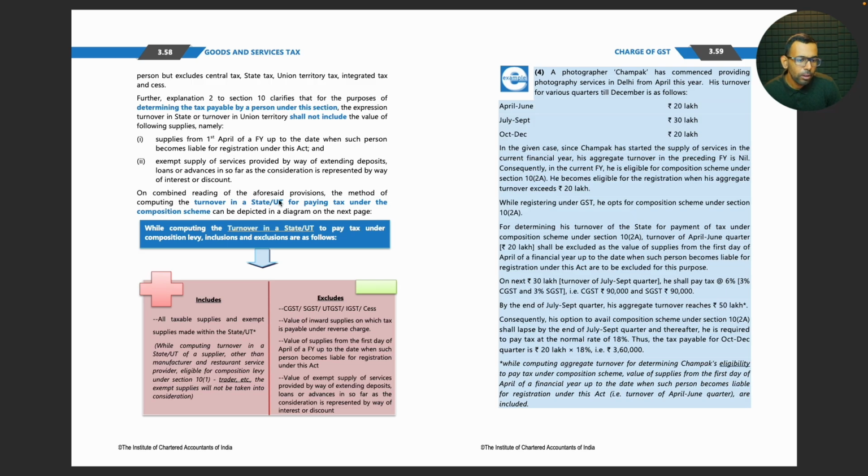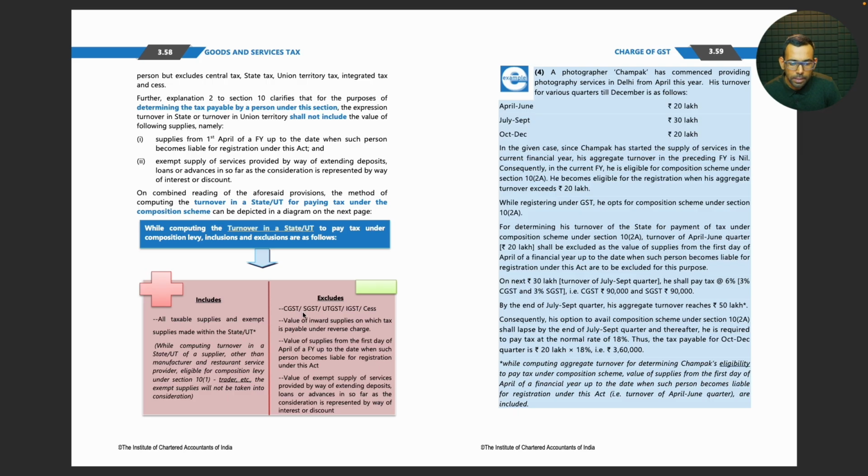On combined reading of the aforesaid provisions, the method for computing turnover in state or union territory can be depicted with the help of a diagram. All taxable supplies and exempt supplies and interstate supplies and everything. While computing turnover in state or union territory of a supplier other than manufacturer and restaurant service provider eligible for composition levy under section 10, trader, etc., the exempt supplies will not be taken into consideration.